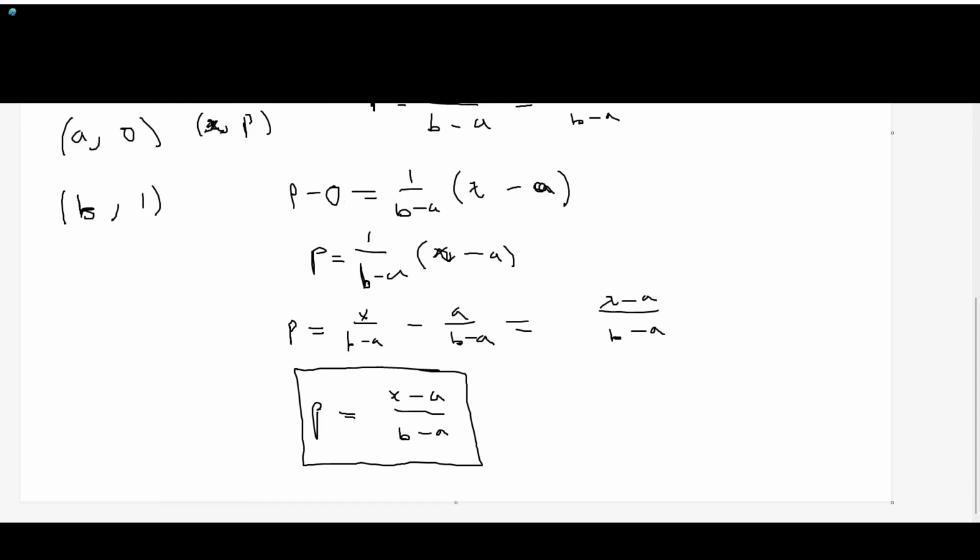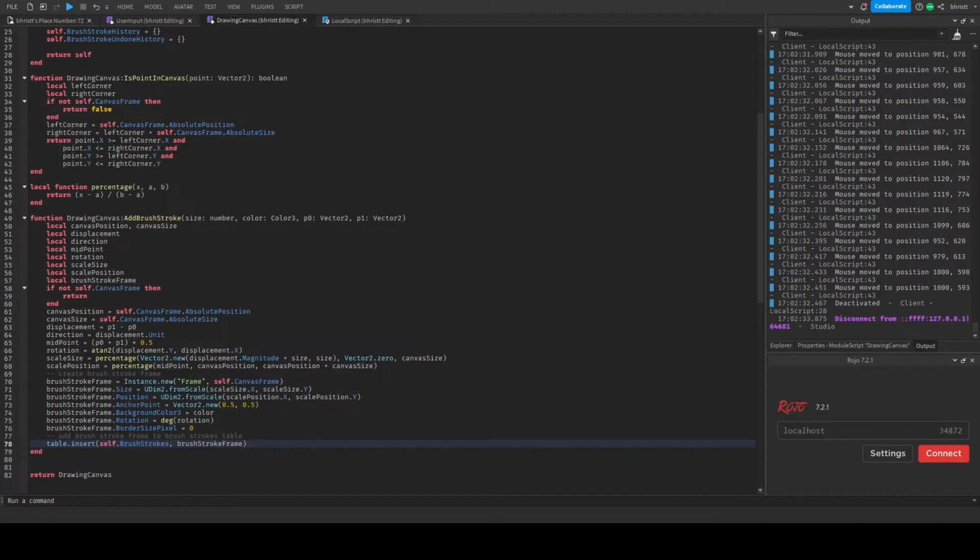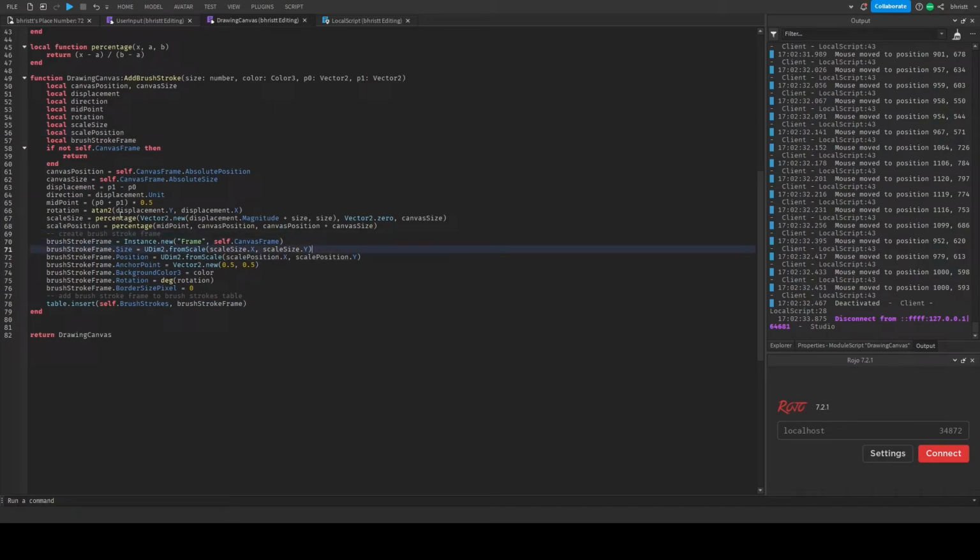So now that we have this calculation for the percentage, let's go back to the code and actually implement this. Alright, so going back to this AddBrushStroke function, I added a scale size and scale position. And what we do is just get the percentage of the size that the frame is going to be in pixels, and then we just turn it into a percentage based on the size of the canvas. So we start at vector 2.0 for A, and then we do canvas size for B, and then we do something similar for the scale position.